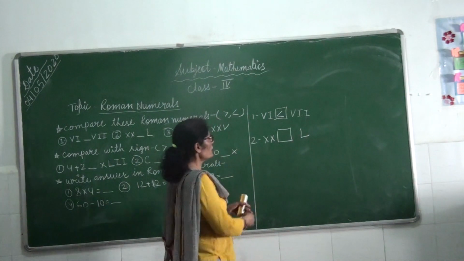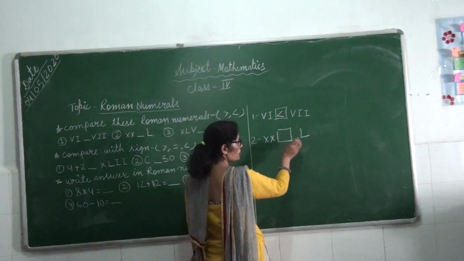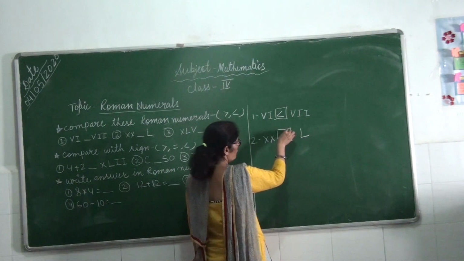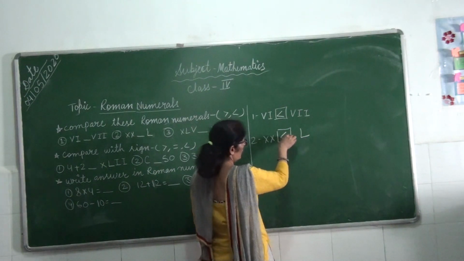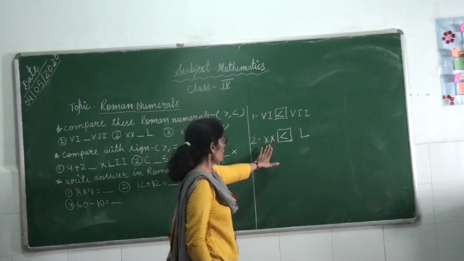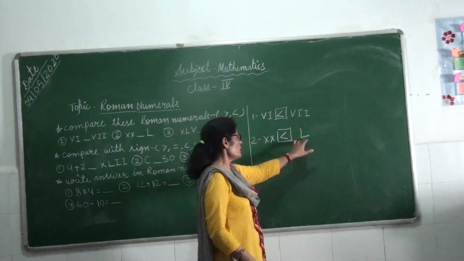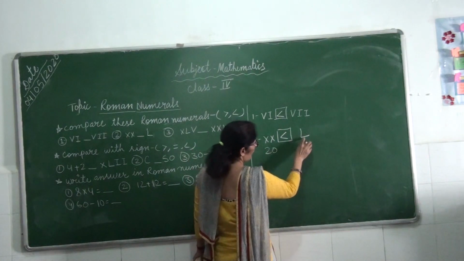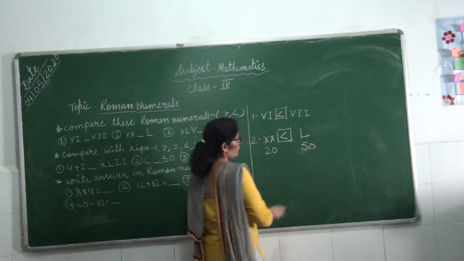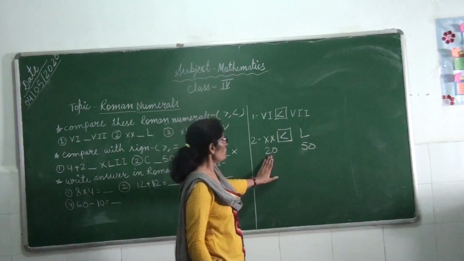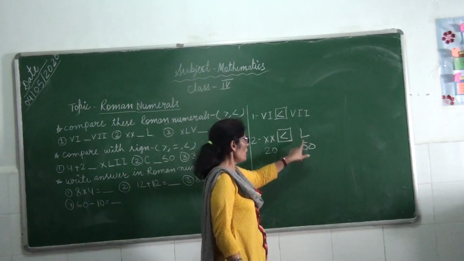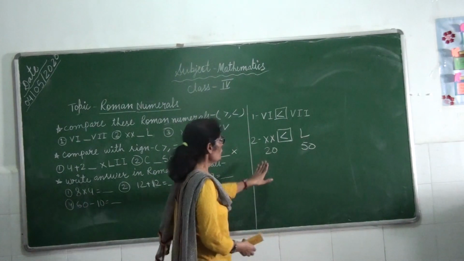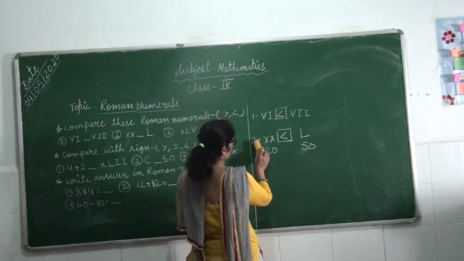Which number will be greater? L. So we have to put the sign like that. 20 is less than 50. The number is 20 and the number L is for 50. You can see here which number will be greater? L. L for 50 will be greater than 20.